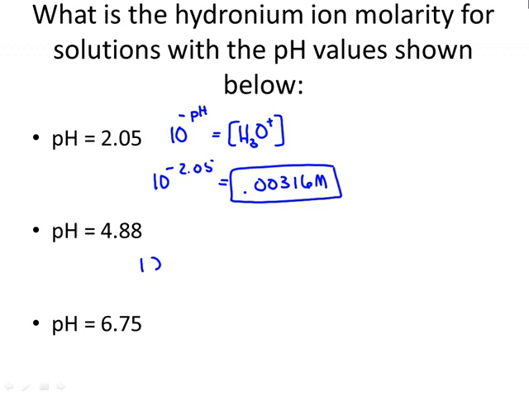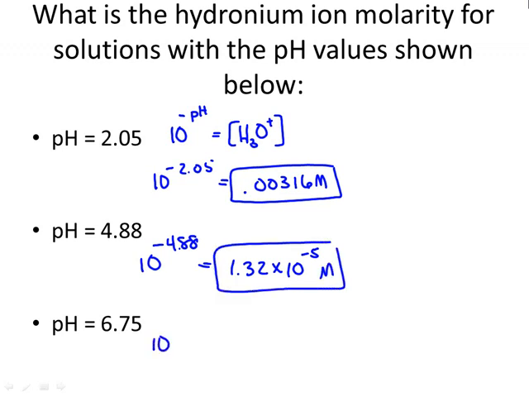And this one, 10 to the negative 4.88, is going to be 1.32 times 10 to the negative 5th molar. And down here, we have 10 to the negative 6.75. This is 1.78 times 10 to the negative 7th molar.